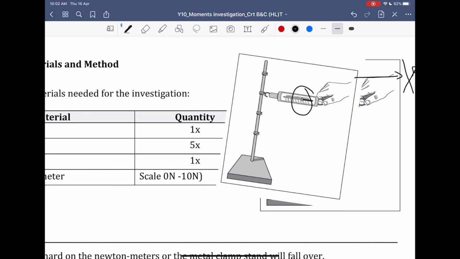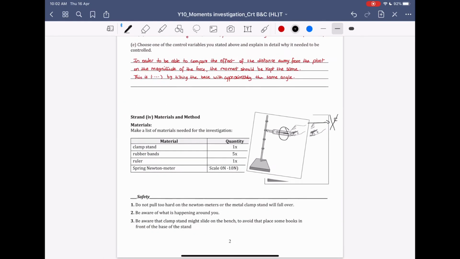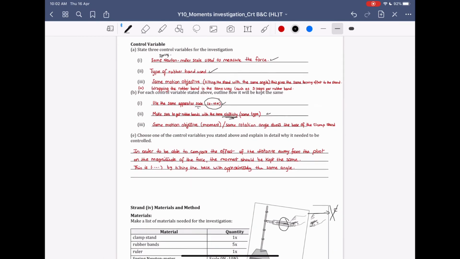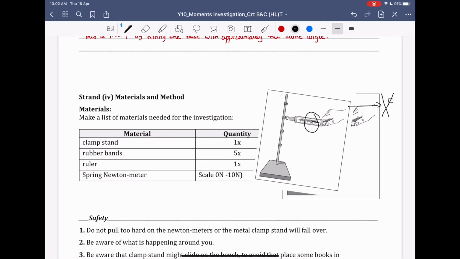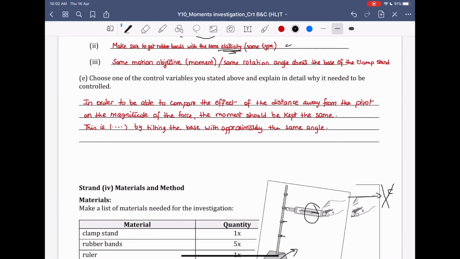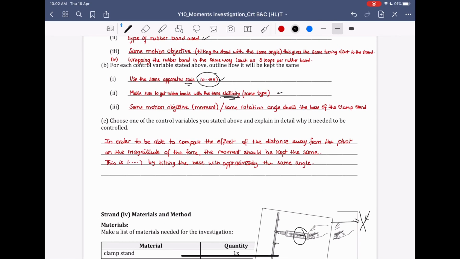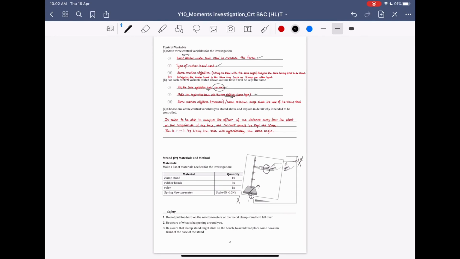This is exactly my investigation. So when I said the same motion objective, what I meant is how much I am tilting the stand, because it won't be fair to tilt it on the first rubber band till this degree, and then the second I tilt it even more. It won't be fair. So I need to keep the same moment as much as possible. Okay?